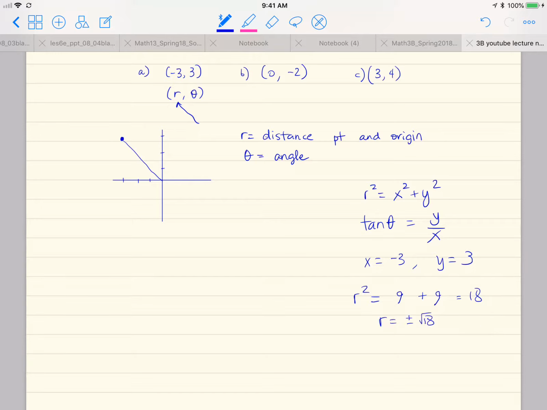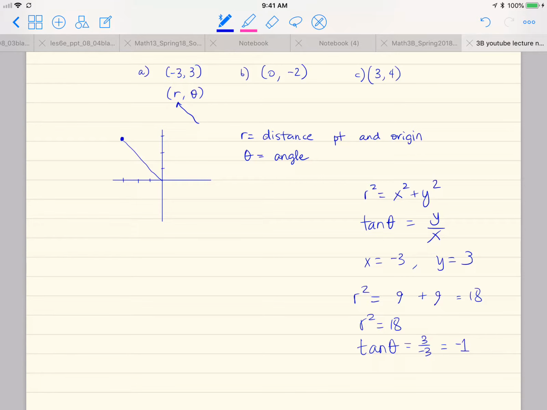It's so tempting to think of r as radius, and therefore it has to always be positive. But remember that we can have a negative value for r. So just for now, I'm going to leave it at r squared equals 18. And then for theta, tangent of theta is apparently equal to 3 over -3, which is equal to -1.